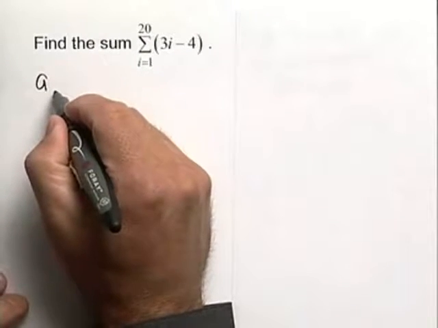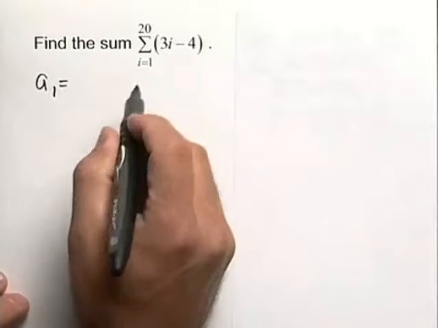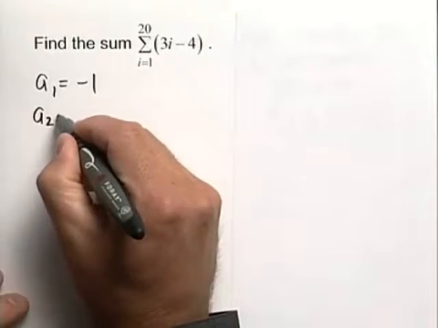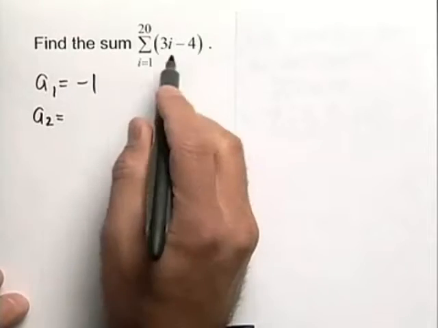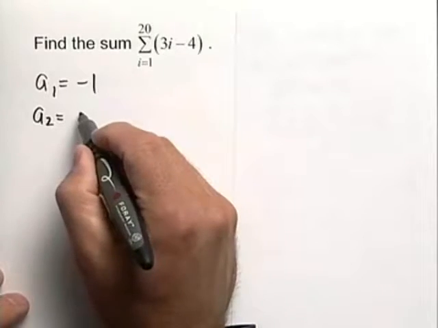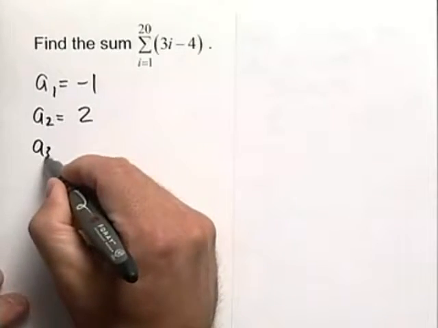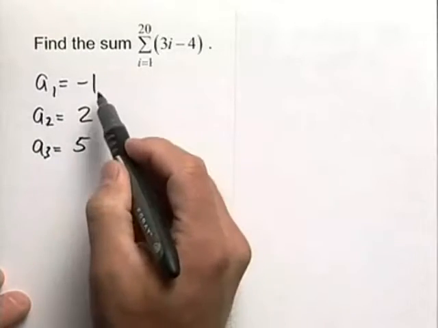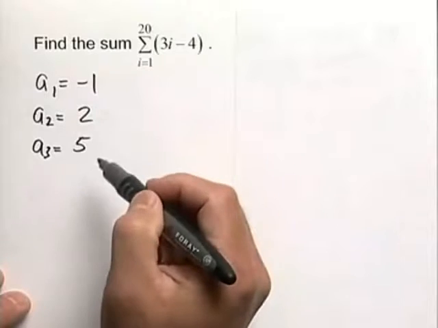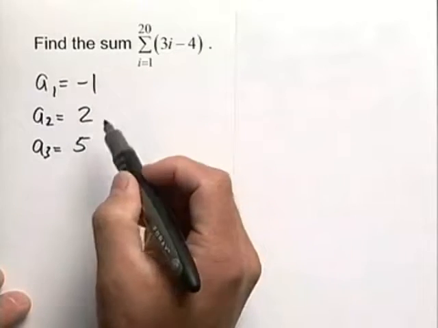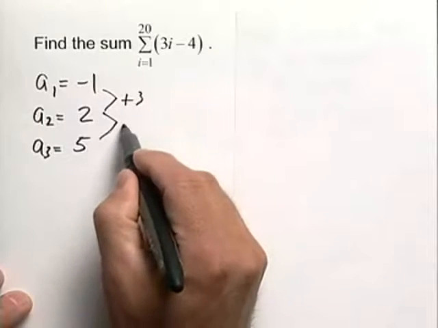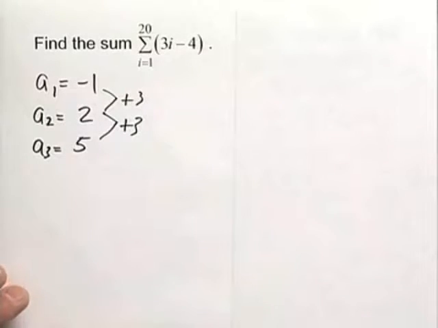For example, a sub 1, when we plug in a 1 here, we end up with a negative 1. A sub 2 would be equal to a positive 2, once we plug the 2 in here and subtract. A sub 3 would be equal to a positive 5. Now, note the change that's occurring from term to term. To go from negative 1 to 2, that's a plus 3. To go from 2 to 5, that's a plus 3. This is an example of an arithmetic sequence.